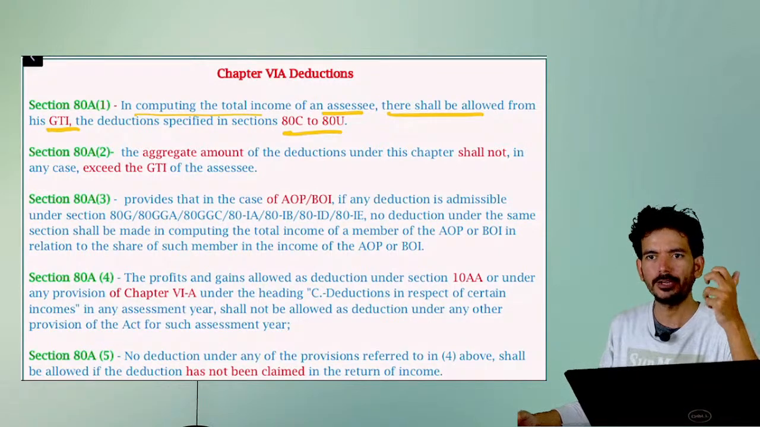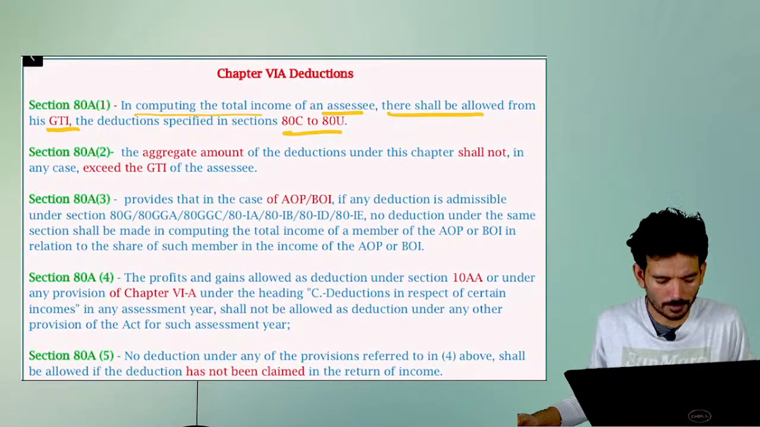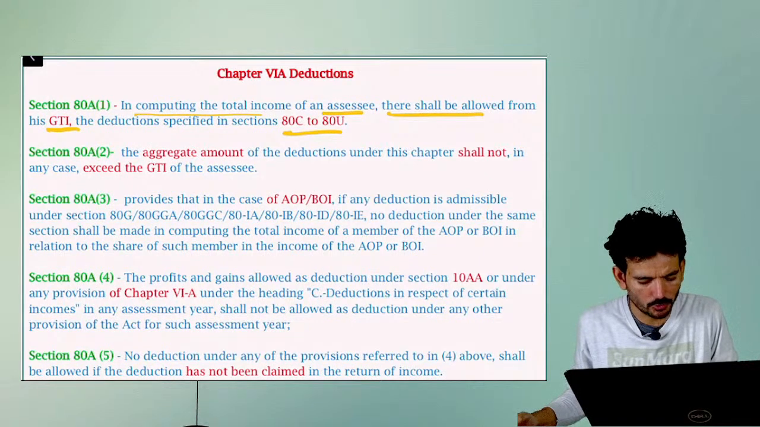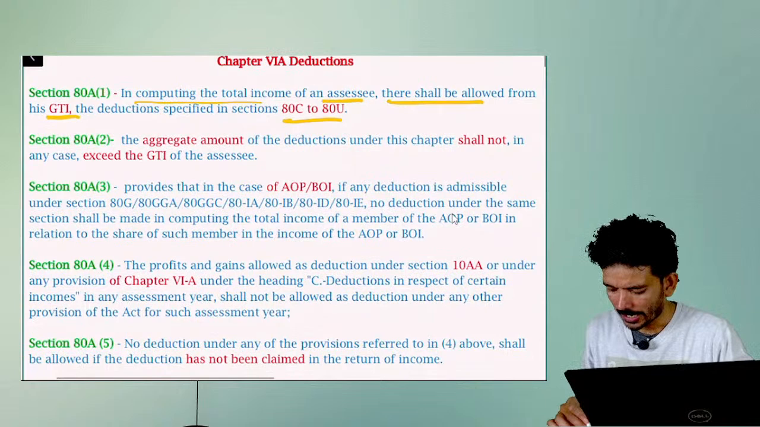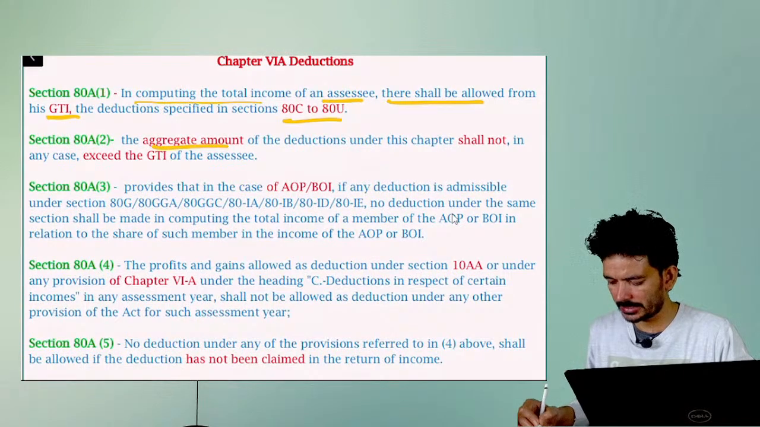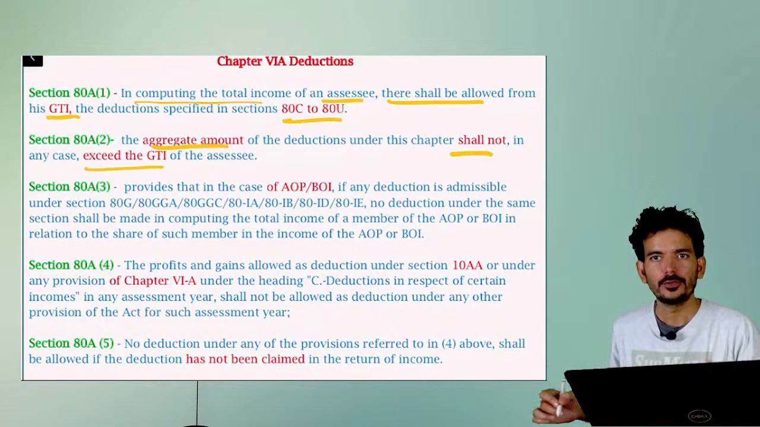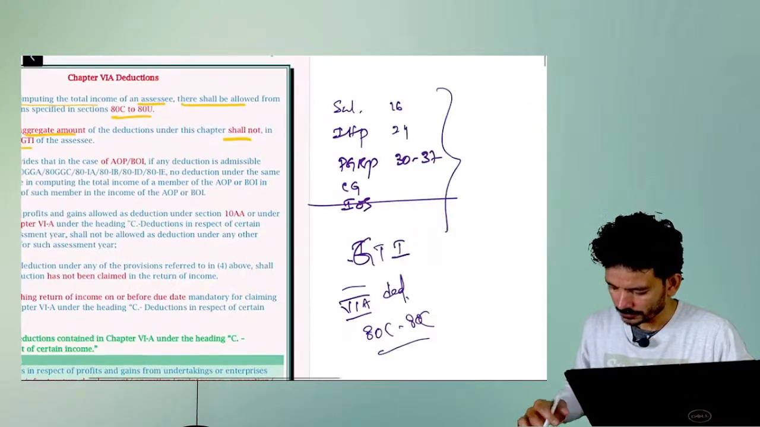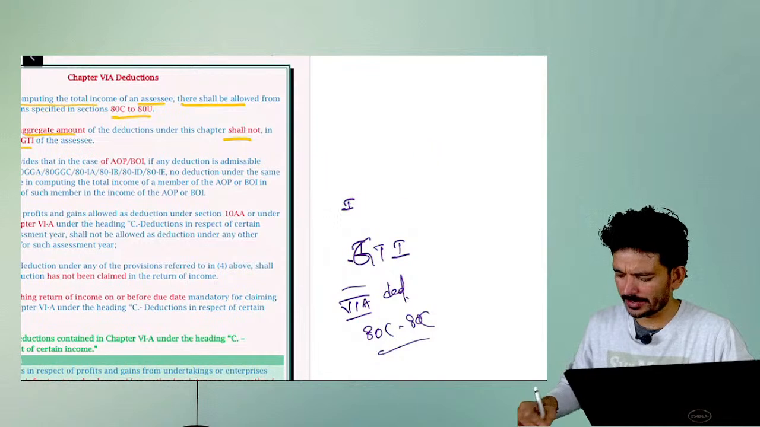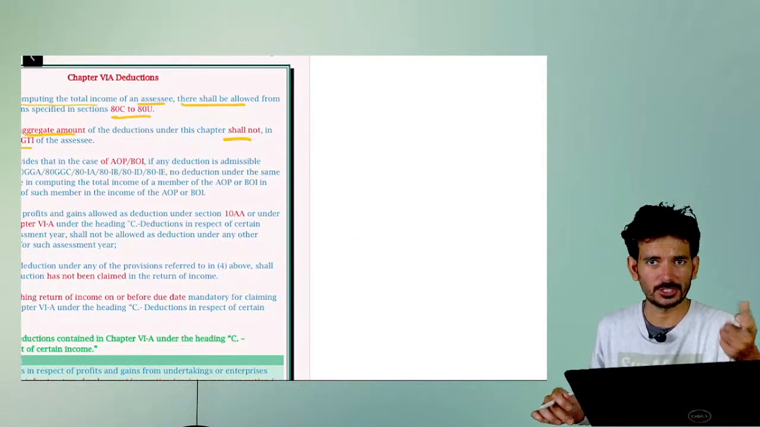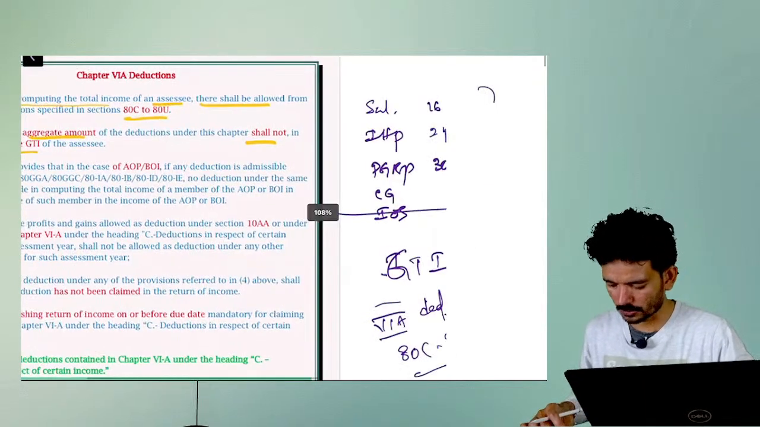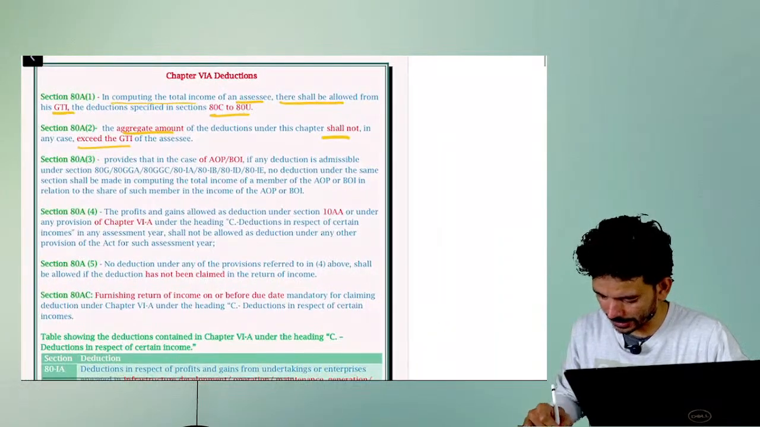Once you calculate your gross total income, you will be calculating deductions from 80C to 80U, and the aggregate of your 80C to 80U deductions should not exceed your gross total income. For everything, I'll give a random example just to make that point clear. You might expect that question in MCQs, 1 mark, not more than that, but still we will cover it.